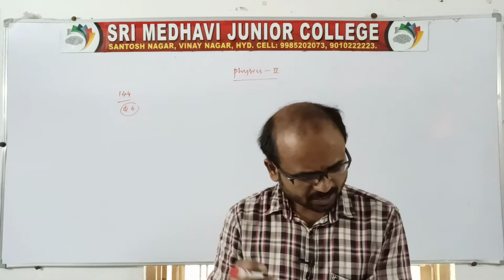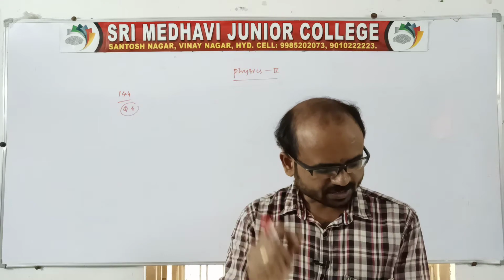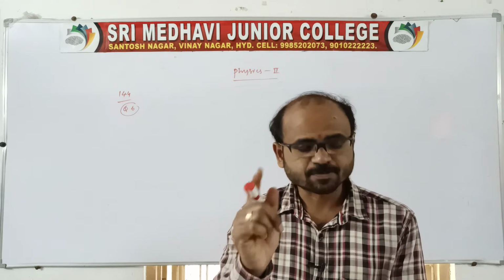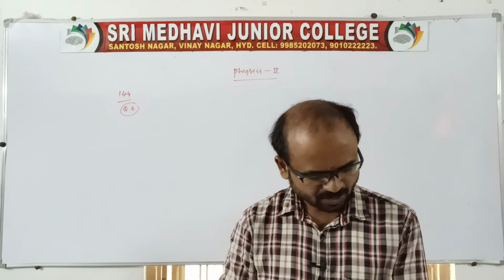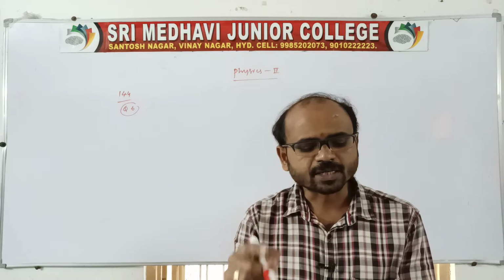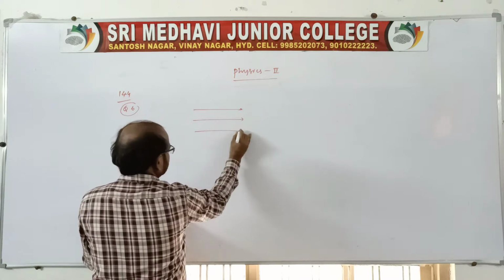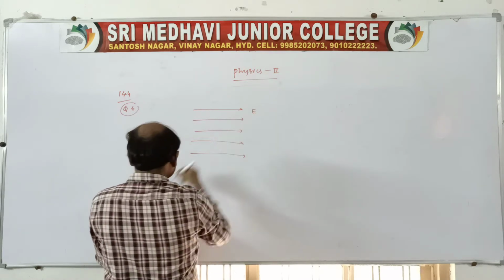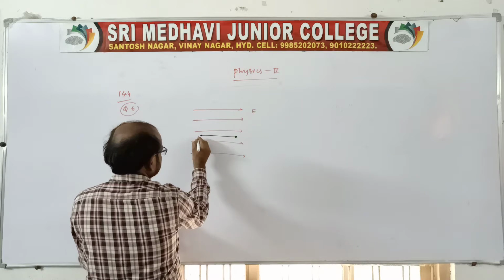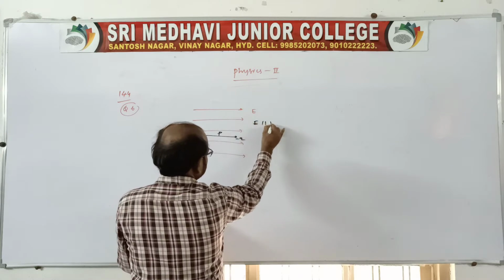Here an electric dipole moment P is placed in a uniform electric field E. So there is an electric dipole with moment P, placed in the uniform electric field intensity E with P parallel to E. The field intensity is like this, and in this field there is a dipole, a plus q and a minus q, whose moment P is parallel to E.